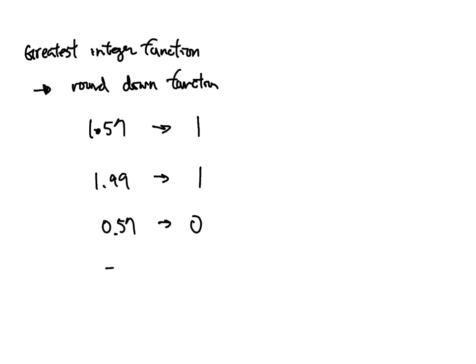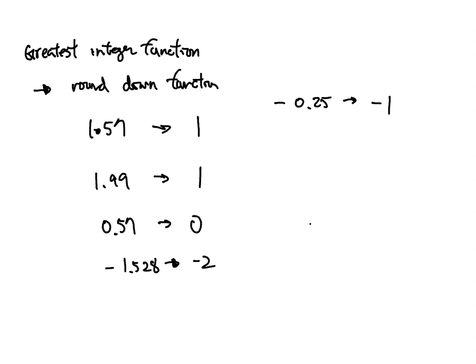Negative 1.528, something like that. We're going to round it down to negative 2. Notice we're rounding down. Negative 0.25, negative 25 cents, that's going to be rounded down to negative 1.